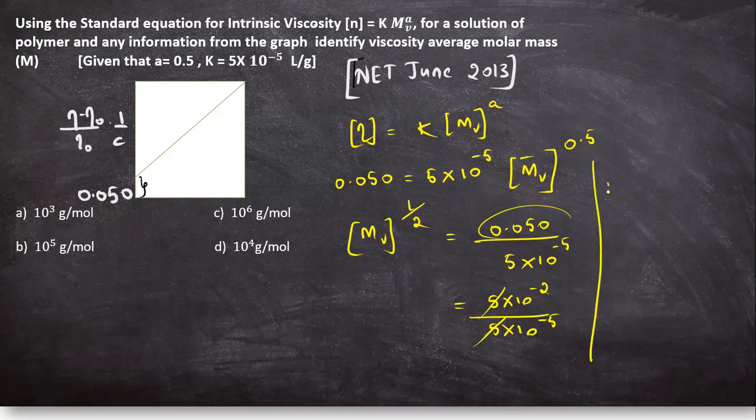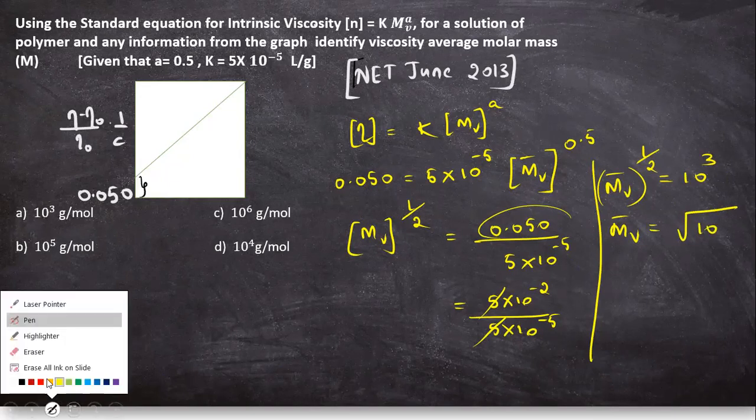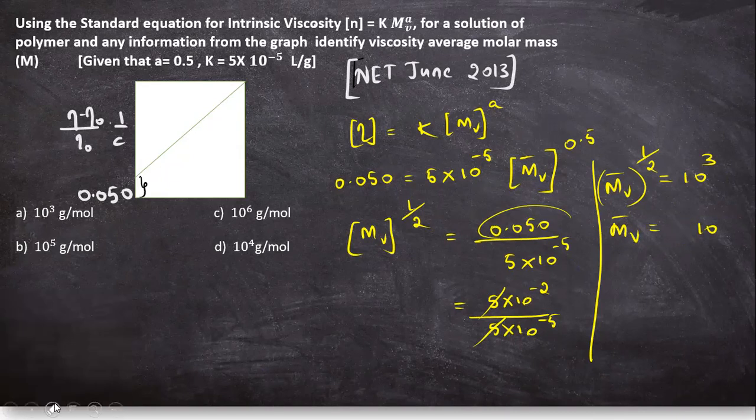So Mv raised to 1 by 2 will be equal to 10 raised to 3, right? If I move this 1 by 2 to this side, then it will be the square of this, 10 raised to 3. So the overall answer will be 10 raised to 6 gram per mole. So the correct answer is option C. Getting?